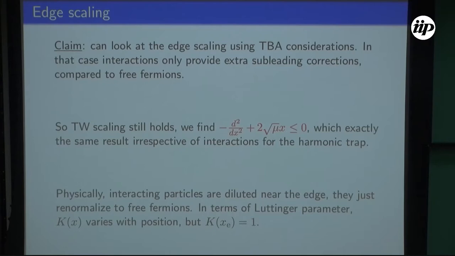So that's the claim. If you want the more physical picture, I might have very strong interactions in the bulk. In the bulk, the system is strongly interacting. But at the edge, there are very few particles. And if there are very few particles, density is very small, and so it doesn't matter what the interactions are. In the end, they are just renormalized to zero, and I'm back to free.